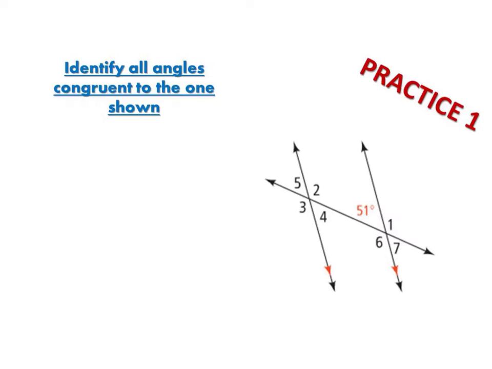Here's your practice problem. It says to identify all angles congruent to the one shown. So we're looking for all the angles that are congruent to that. Remember, there are 4 that are congruent. You've been given 1. Find the other 3 that are congruent to that angle.